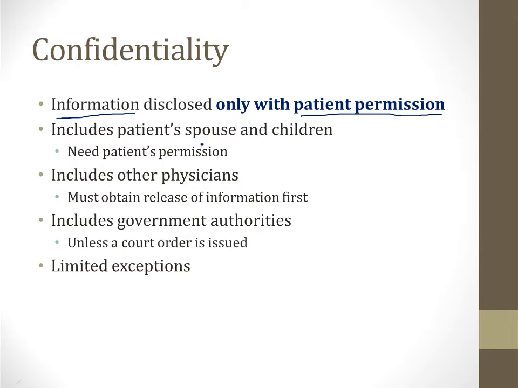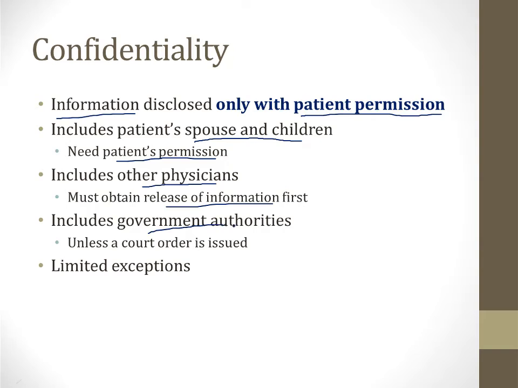So, for example, this includes the patient's spouse and children. You need the patient's permission before you share information. You don't know whether that patient wants information shared with their wife or husband unless they give you permission. This also includes other doctors. You need to obtain a release of information first before you reveal information about your patient to other physicians.